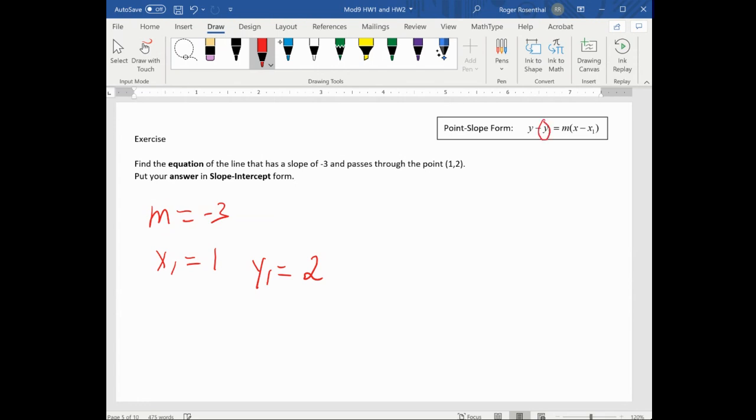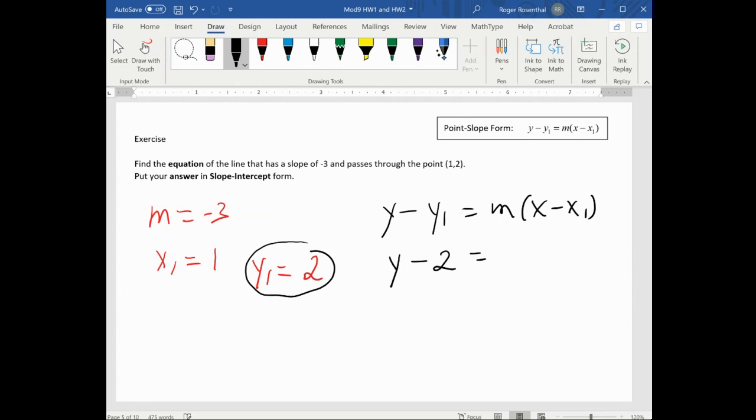We have the y sub 1, we have the m, we have the x sub 1. So we'll throw those into our formula. So again, our formula is y minus y sub 1 equals m times x minus x sub 1. So this will become y minus 2, because y sub 1 is 2, equals m, which is -3, parentheses x minus 1. And we're done unless we're told to write the answer in a certain way. If we're told to write it in point-slope form, that's it.